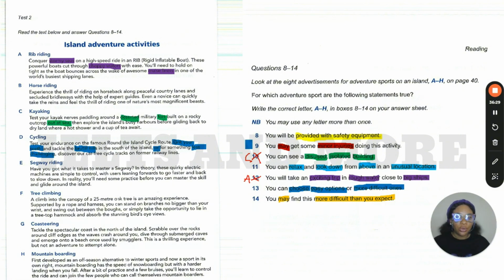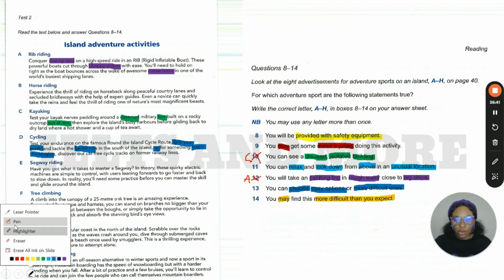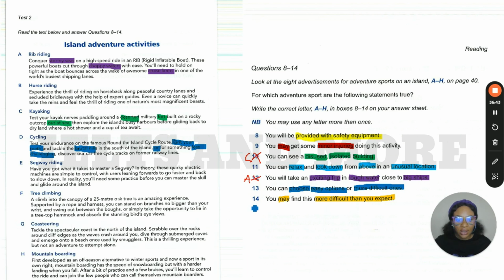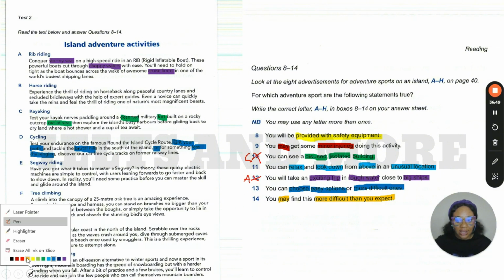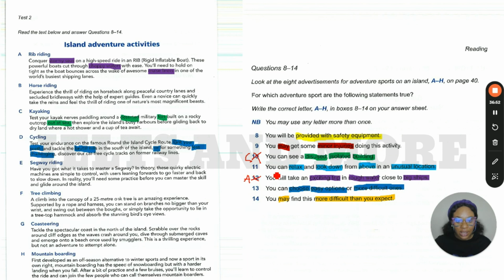You understand? So everything here is found in the passage. It's also found in the question. Choose easy options or more difficult ones. Okay? So that means that number 13 is D. Number 13 is what? Is D. And we've answered that. So we've answered number 13.